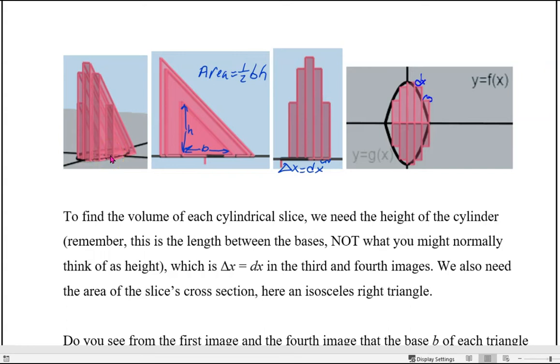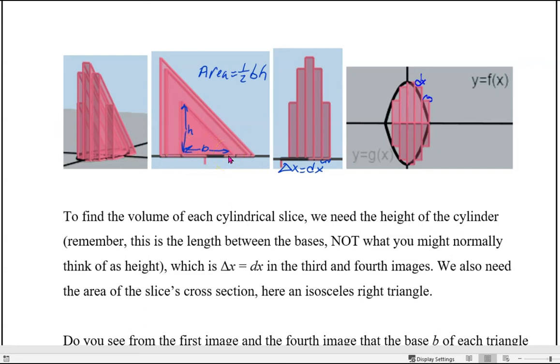They're not the same. In our case, the height of the cylinder is this little dx measure, and yes, it looks like the differential because it is the differential. The height of the triangle is going to be the height of the shape in order to find the area of the base. Remember that our formula for the volume of a cylinder is area of the base times the height of the cylinder. The height of our cylinder is the differential dx, so I need to find the area of the isosceles right triangle.